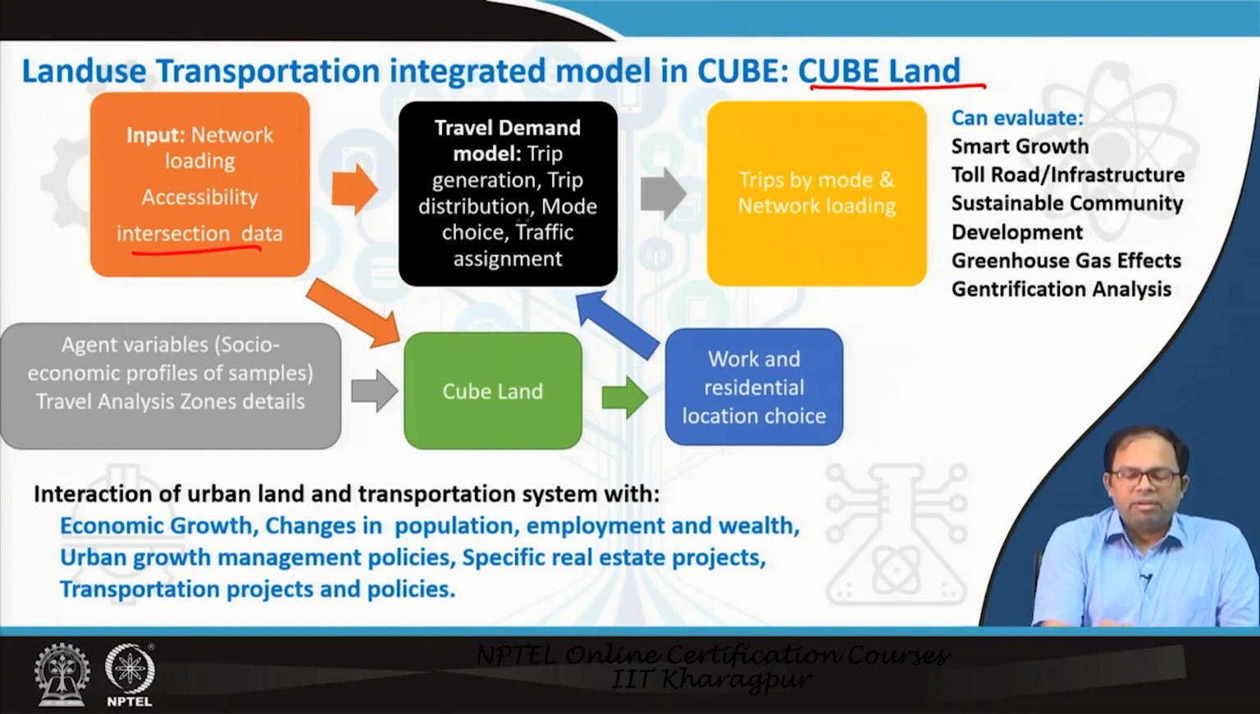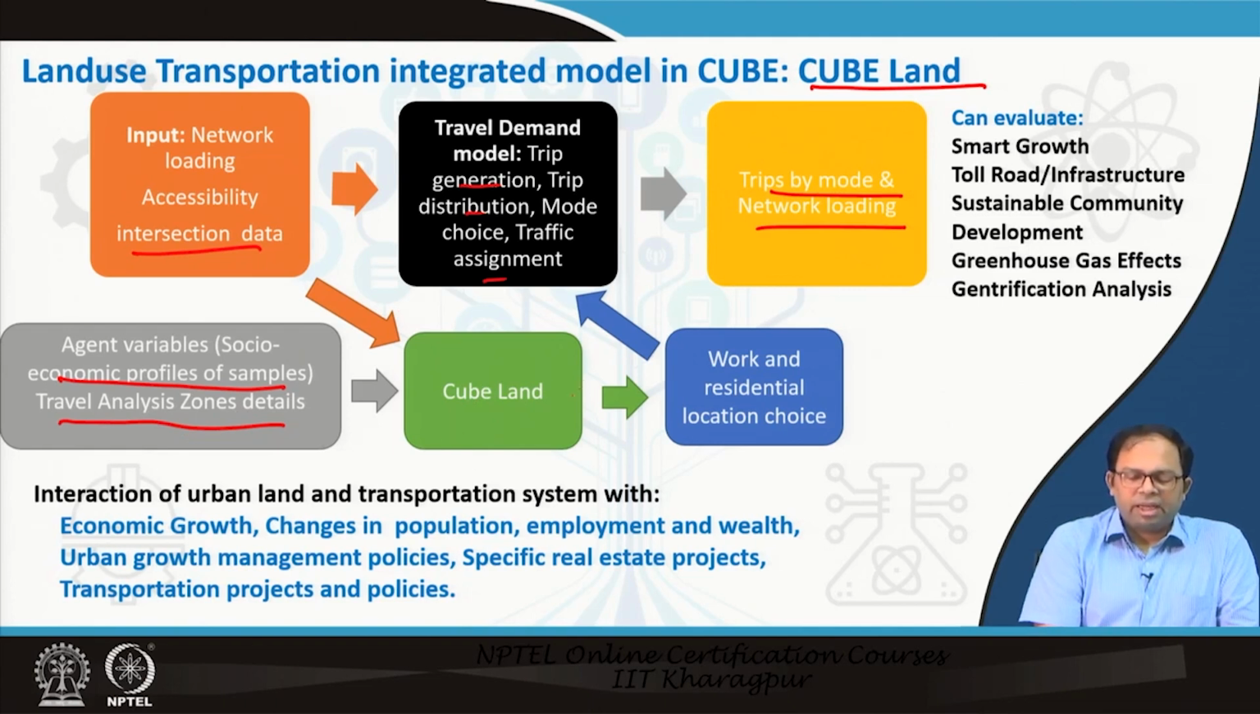And then we have the travel demand model, where we do trip generation, trip distribution, mode choice, and traffic assignment. And from there we can have trips by mode, network loading, and all this. So this is trip assignment. And this traffic assignment results in the trip load in the different network, which could be visualized and so on. Now this network loading, accessibility, intersection could also be taken as input in Cube Land. And along with that, there is input from socioeconomic profiles of samples, travel analysis zones, all these things. This basic demographic and other administrative zone details could also be taken in Cube Land.